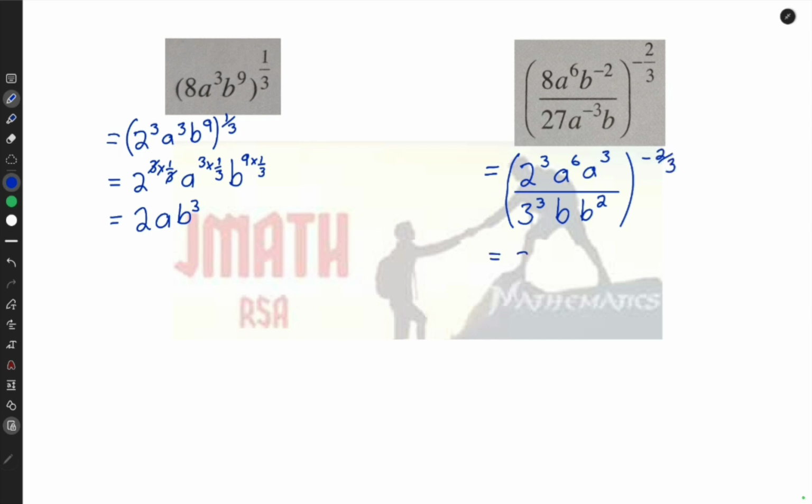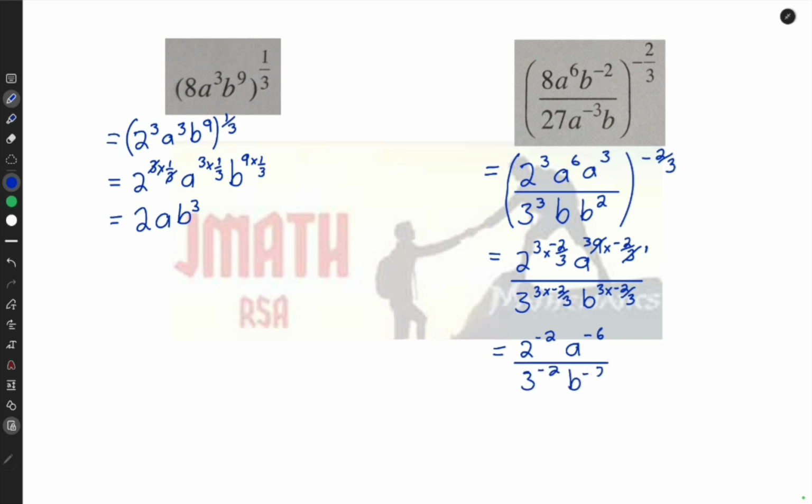Now I can just simplify a little bit. And while I'm at it, I'm going to multiply in the outside exponent. So multiply negative 2 over 3. This would be a 9, because I'm adding exponents, times negative 2 over 3. At the bottom, just going to do the same. Times negative 2 over 3. Now I can simplify a little bit. This is going to be 2 to the power minus 2, a to the power minus. So let's do this step by step. The 3 goes in there once, the 3 goes in there 3 times. 3 times minus 2 gives me minus 6. This is 3 to the power minus 2 and b to the power minus 2.